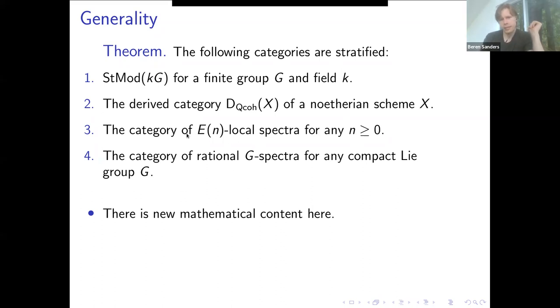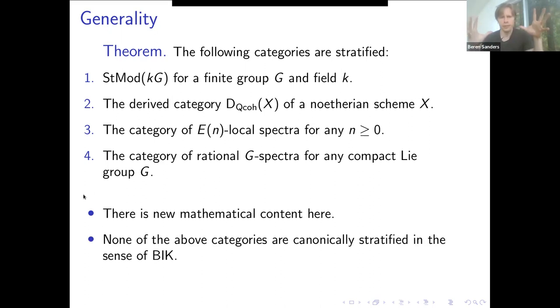Or similarly, if we take the example of EN local spectra, it's telling us that the notion of support used by Hovey and Strickland using the Morava K-theories coincides with the Balmer-Favi notion of support in this example. Okay, so there is some new mathematical content in the statement of this theorem, even though these are kind of old examples.